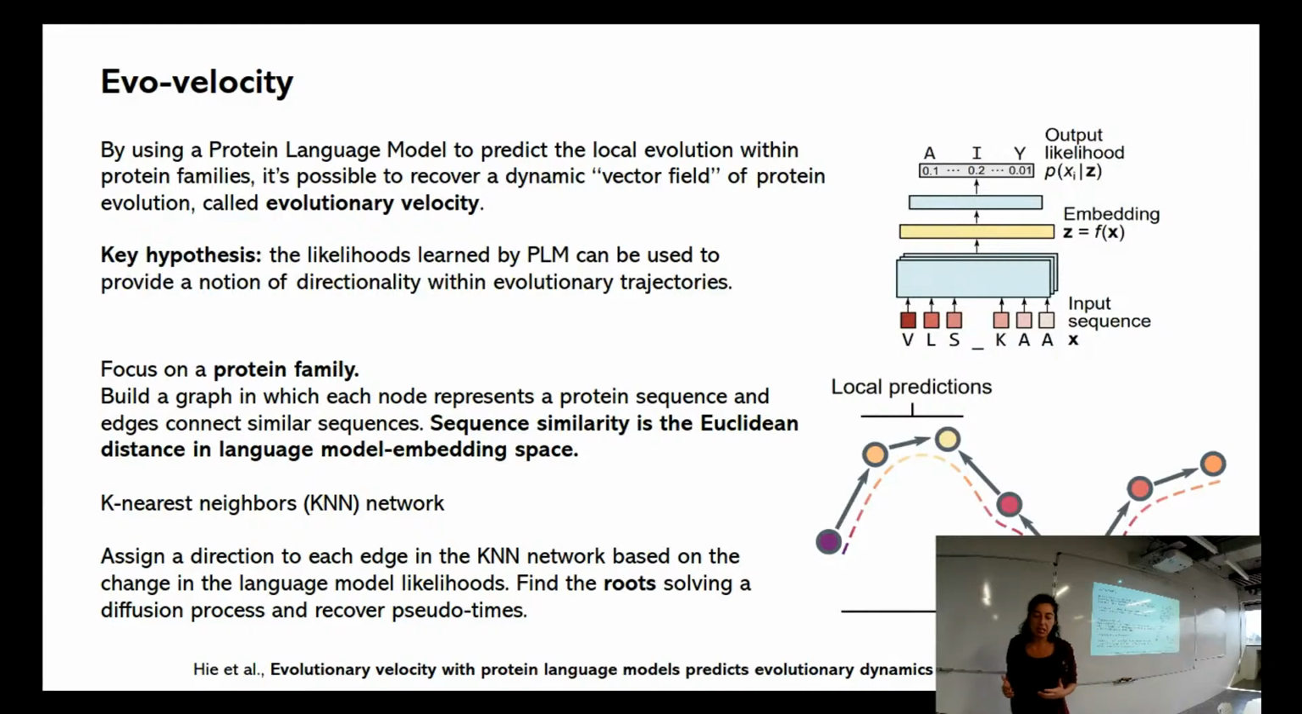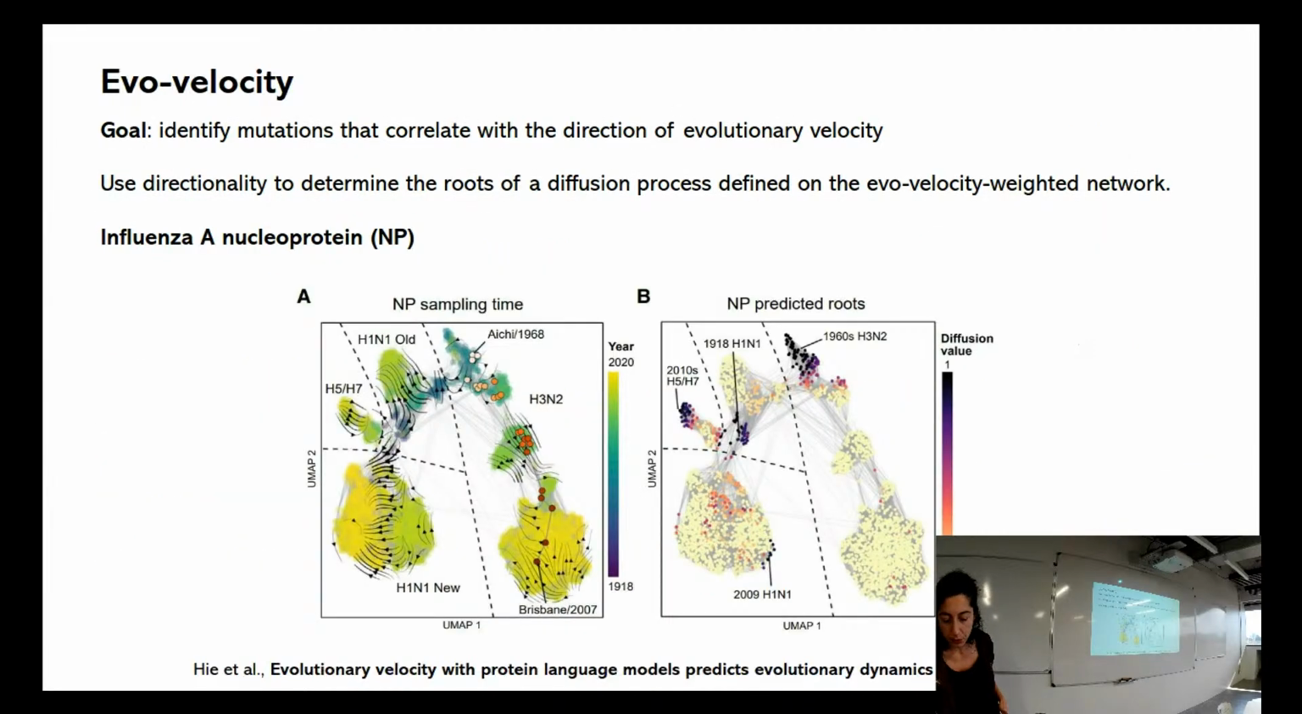So it's like a simple game to play. It's not that difficult. And when you do so, in this work, they did it for several viral proteins. And this one is nucleoprotein from influenza. Why influenza? Because we have a lot of data from influenza.